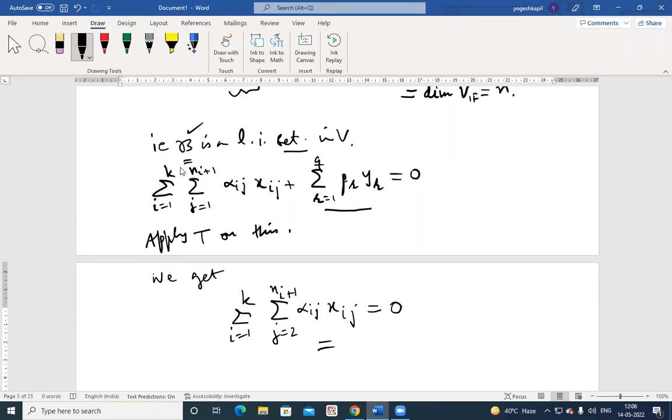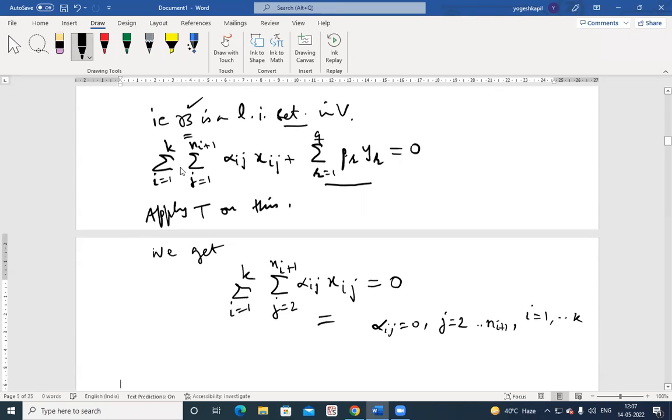Hello? Yes, sir. Now what can you say? Now you see this is 0. And what are you getting out of that? It is giving you that the alpha ij's are zeros for j starting from 2 to n_i plus 1, and i starting from 1 to k. Is it all right?